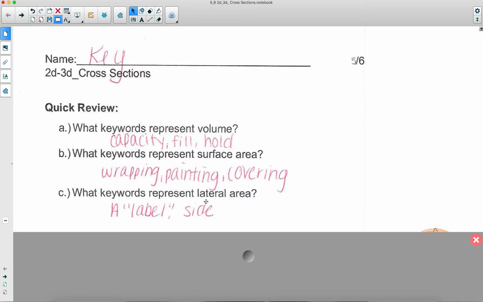Because we finished up with surface area and lateral area yesterday, as well as volume on Monday and last week, I just wanted to recap those three separate concepts with some keywords.